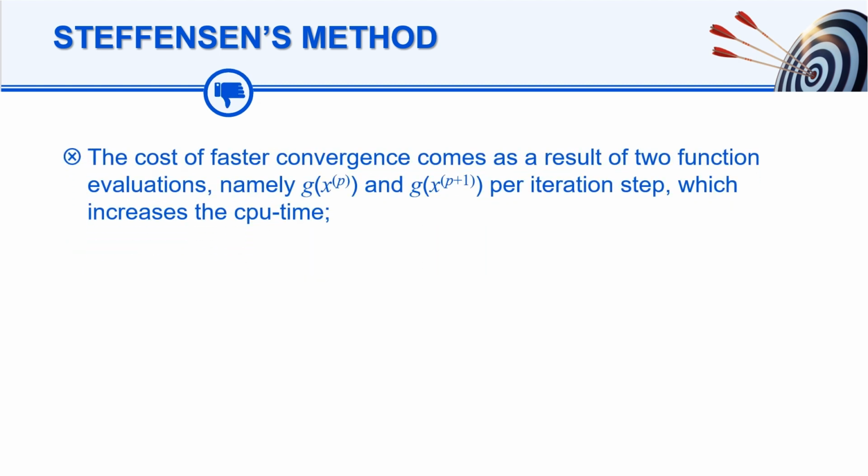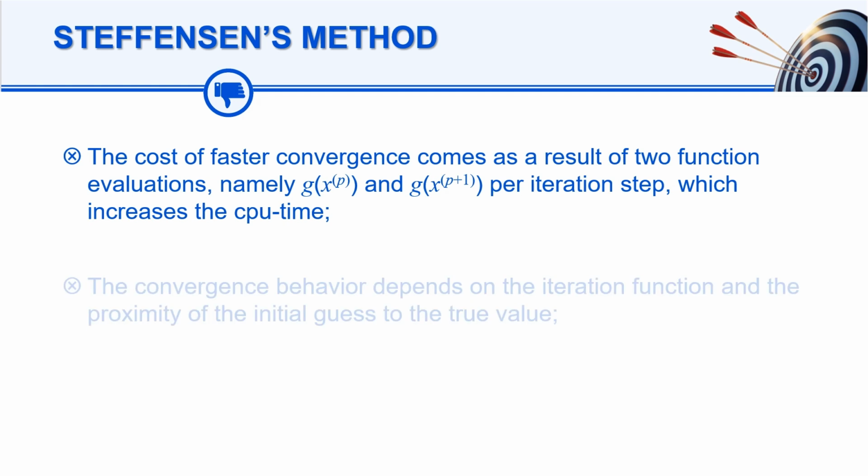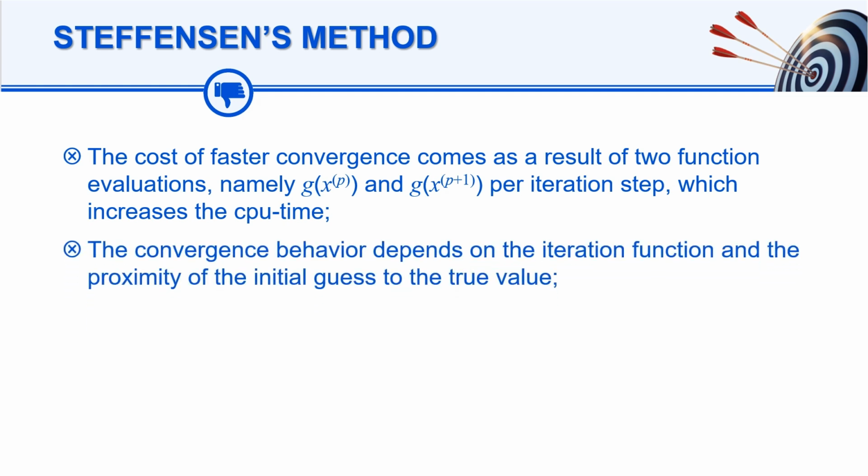The disadvantages of the Steffensen's method are: the cost of faster convergence comes as a result of two function evaluations, namely evaluating g for the prior and current estimates per iteration step, which increases the CPU time. The convergence behavior depends on the iteration function and the proximity of the initial guess to the true value.